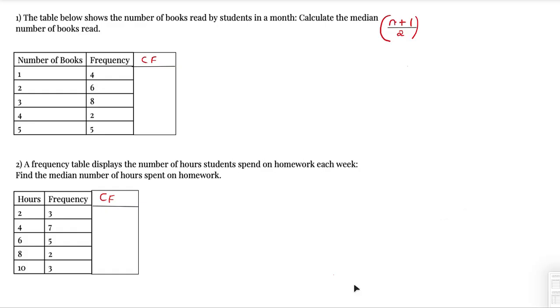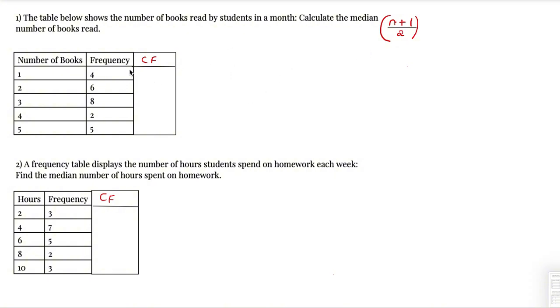Hey guys, this is a quick lesson on calculating the median in a frequency table. Now, this is actually quite simple, just a couple of things you need to know. And yeah, you should be able to nail this.